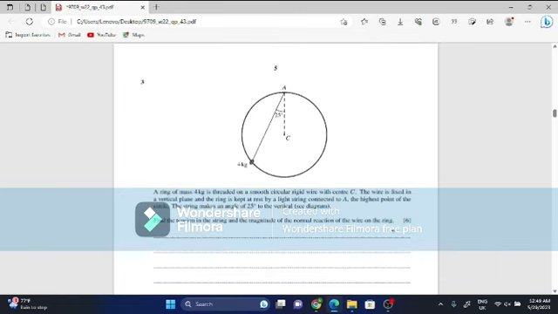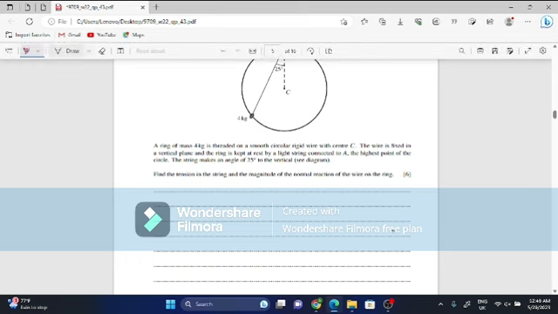Okay, next is question number 3. It's tricky. A ring of mass 4 kg is threaded on a smooth circular rigid wire with a center C. The wire is fixed in a vertical plane and the ring is kept at rest by a light string connected to A, the highest point of this circle, and making an angle of 20 degrees to the vertical axis. Find the tension in the string and the magnitude of the normal reaction of the wire on the ring. Okay, so you have to find tension. So first of all, complete the figure.